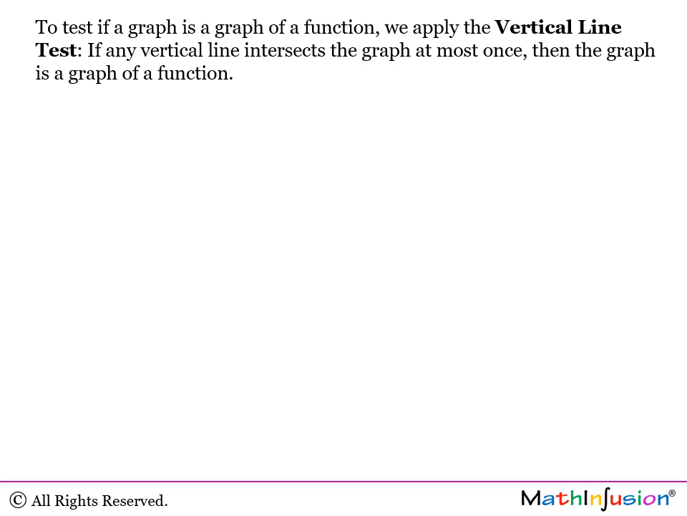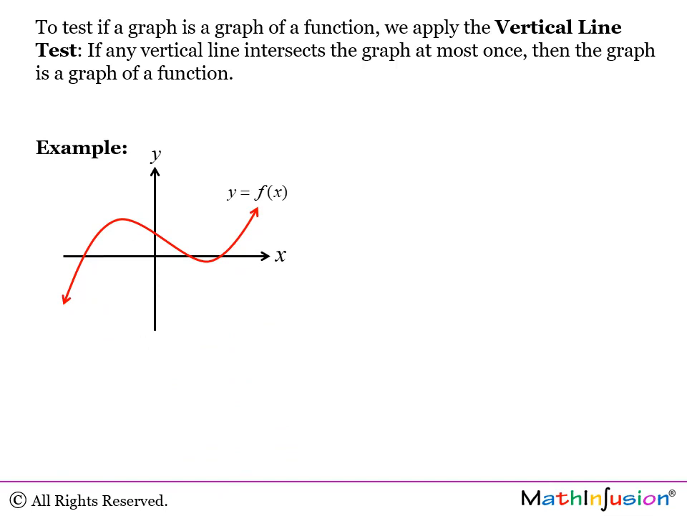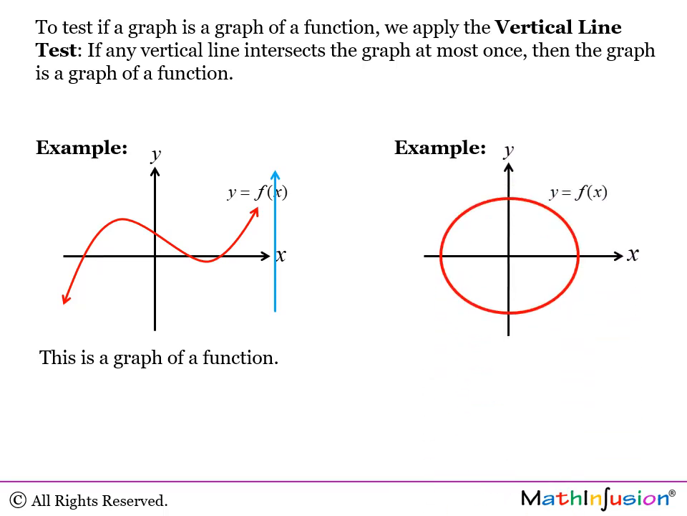To test if a graph is a graph of a function, we apply the vertical line test. If a vertical line intersects the graph at most once, then the graph is a graph of a function. Example. Here's a vertical line. We have to go all over the graph with this line. And we can see immediately that this is a graph of a function. Let's again apply the vertical line now on this one. You can see immediately that this is not a graph of a function.